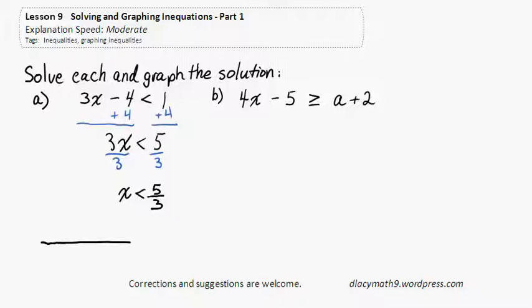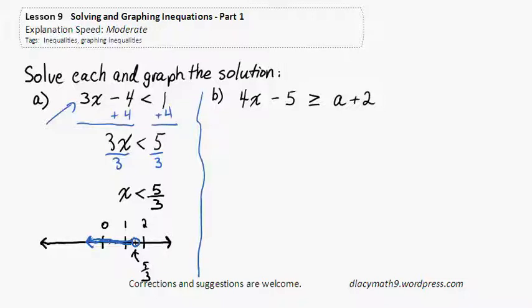I can even plot that on a number line, hastily drawn in freehand. Here's a 0. Now 5/3 is between 1 and 2. In fact, it would be right about there, 5/3. Recall that this symbol means that it must not be equal to it. In fact, it must be less than it. So I'll put an open circle, and this is the graph of the solution to the inequation 3x minus 4 is less than 1.